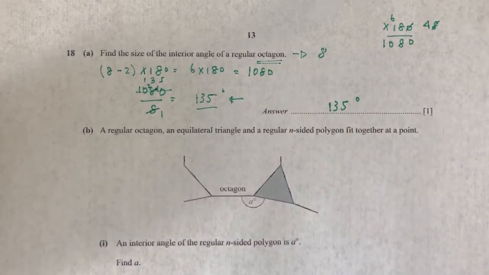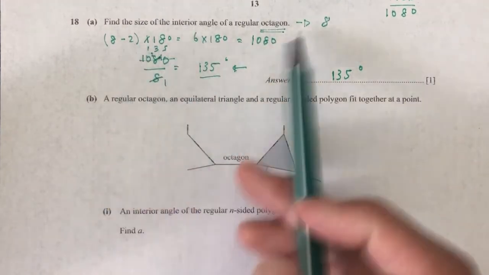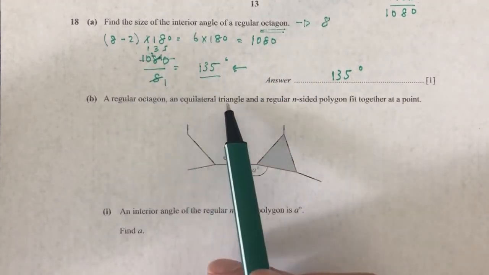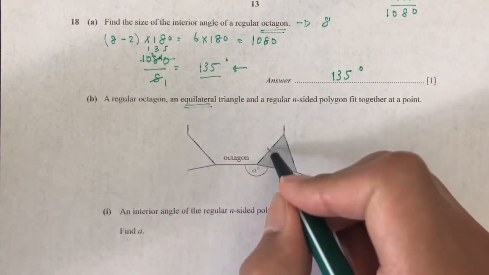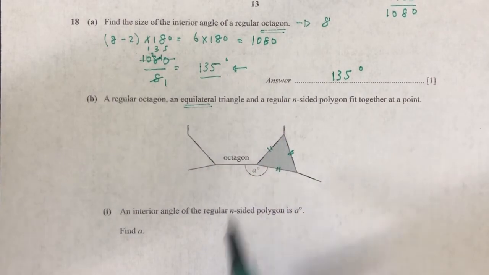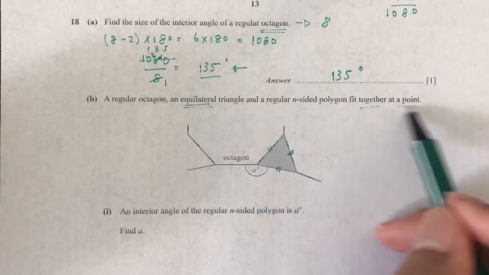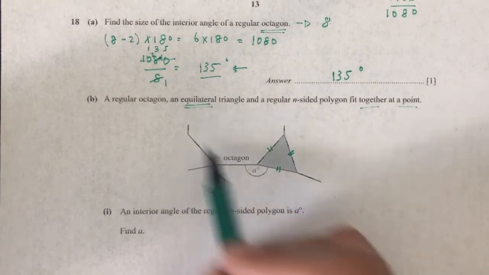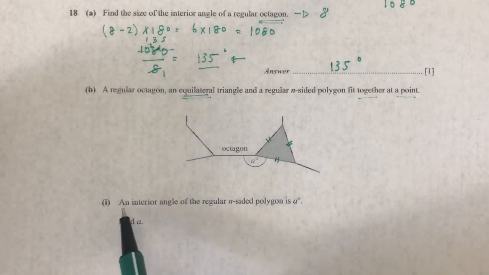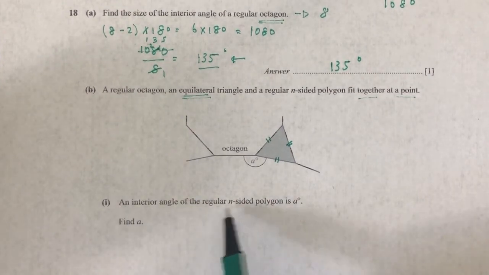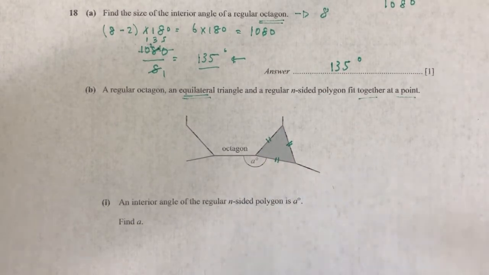Okay, so now moving on to part B. A regular octagon, which is the same shape as we did in the first part, and an equilateral triangle. So what does this mean? It means that all the sides are equal. And a regular n-sided polygon fit together at a point. This is the octagon, and this is the triangle. So part A: an interior angle of the regular n-sided polygon is angle A. Find the value of A.